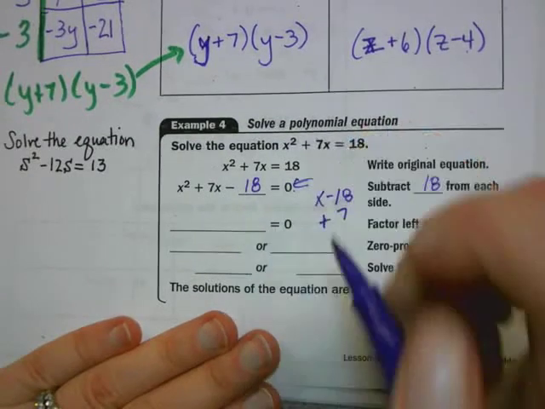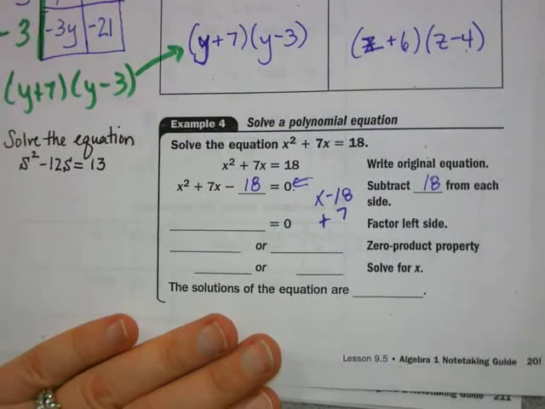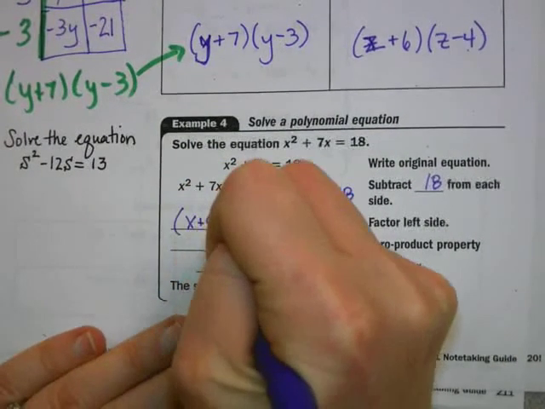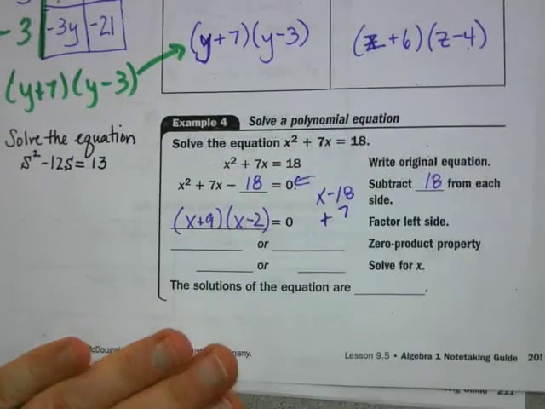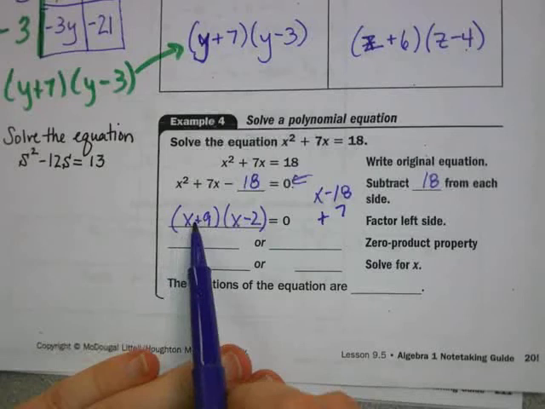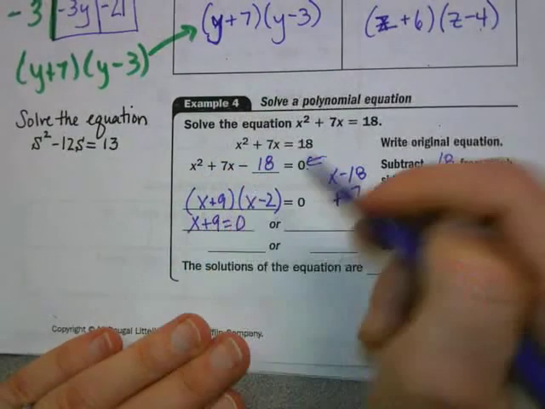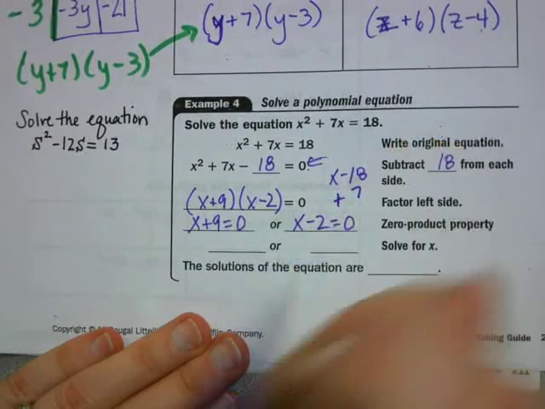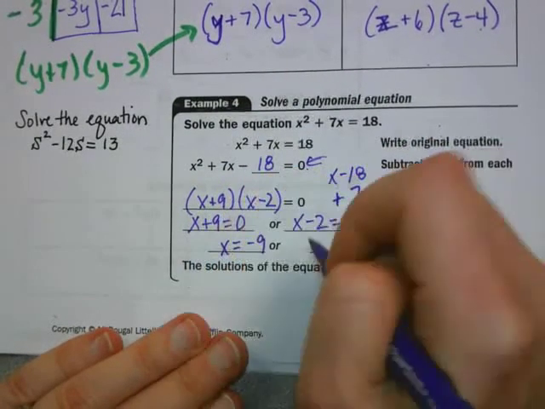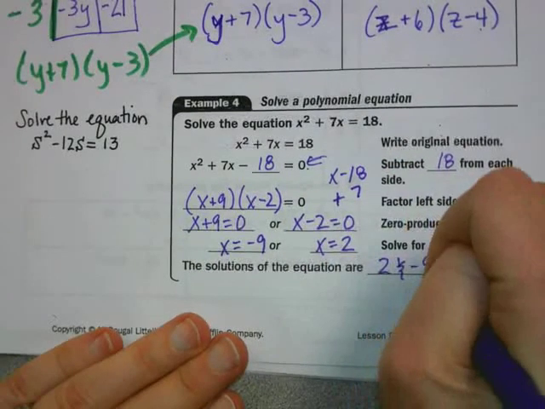So 1 and 18, no. 2 and 9, oh, that's going to be it. So which one do I want to be the bigger? The 9, because it's a positive 7. So it's x plus 9, x minus 2. And now we're back to the beginning part of this unit where we say one of these two has to be 0. So either x plus 9 is 0 or x minus 2 is 0. Solve for x. x equals negative 9 or x equals 2. So the solutions are 2 and negative 9, or the other order is fine as well.